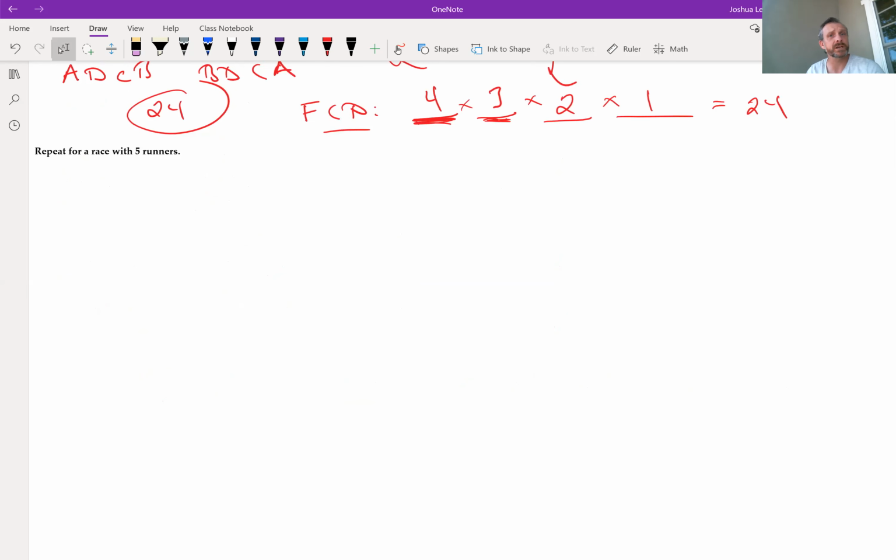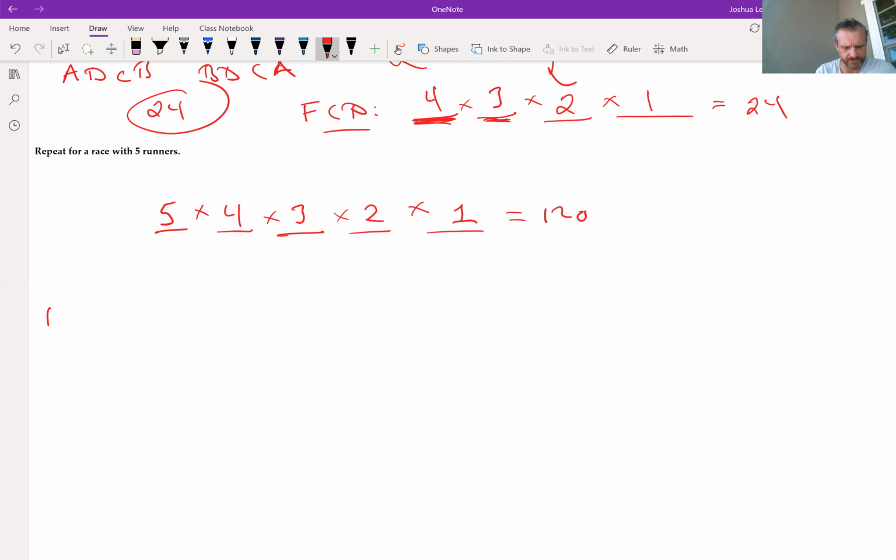And if we did this for a race with 5 runners, well, think about what that does. There are now 5 places to finish. The first spot has 5 options, right? Any one of the 5 runners can finish first. But once a runner has finished first, there's now 4 options for second, 3 options, 2 options, and then someone's got to be last. How about that person? And again, we multiply these. And so 5 times 4 is 20, times 3 is 60, times 2 is 120.